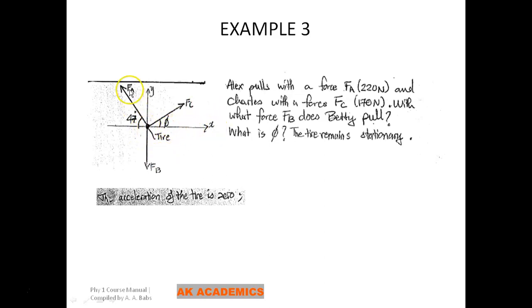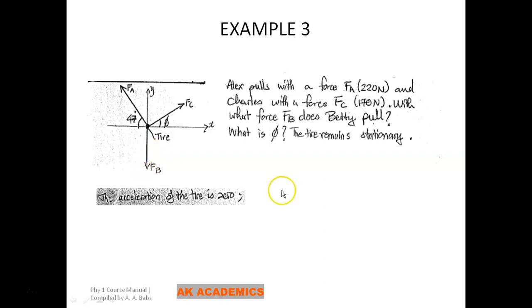By the way, we know FA is 220 newtons, we know FC is 170 newtons. So we do not know FB, and we have been asked to find FB. From what you can see here, FB is directly representing the weight of the tire because it's lying on the vertical y-axis downward.